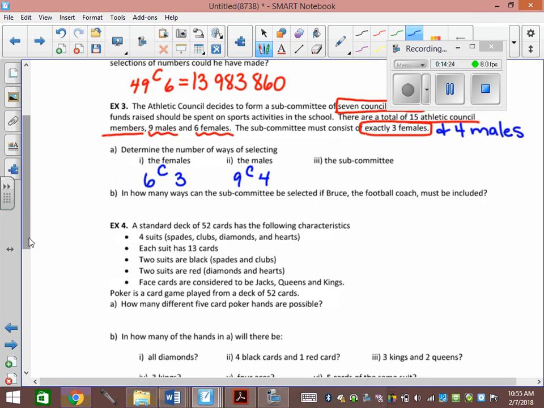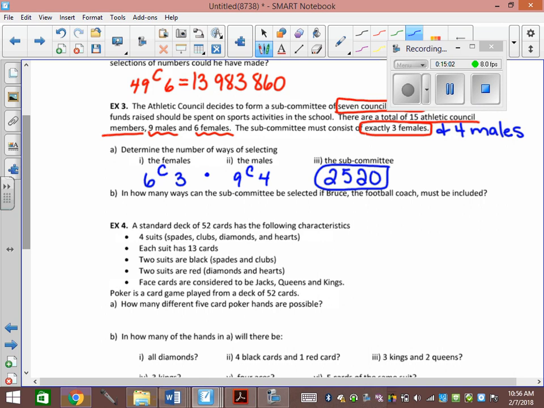So we want the 3, oh, wow, this is really hard. 3 females and 4 males. So we multiply. Okay? What's 6C3 times 9C4? And you can put it all in at once in your calculator. It will actually do them. You don't need brackets around it. You can just go 6C3 times 9C4. What'd you guys get? 2,500 and sorry? 20? Okay.